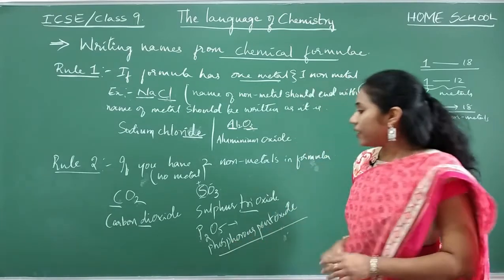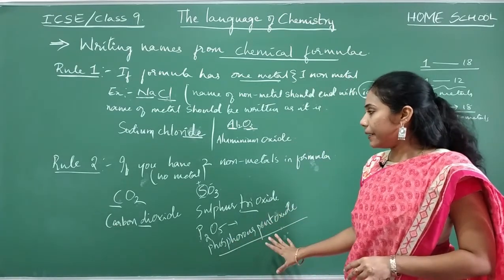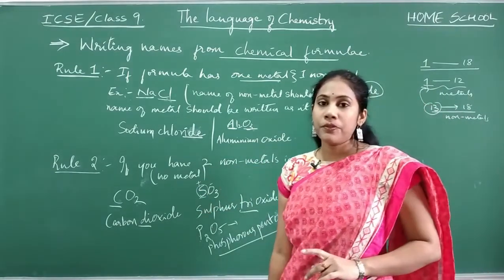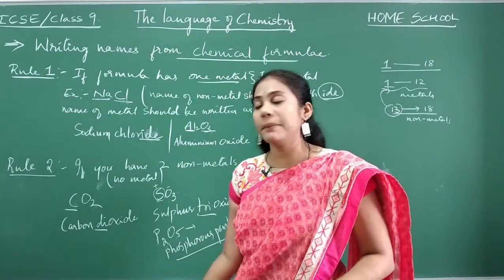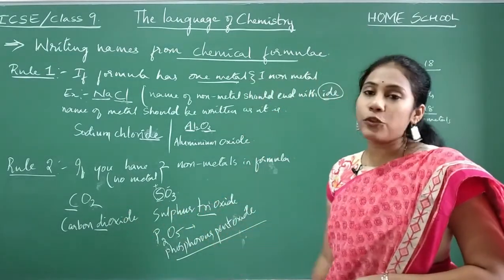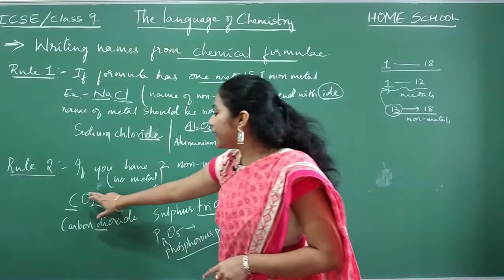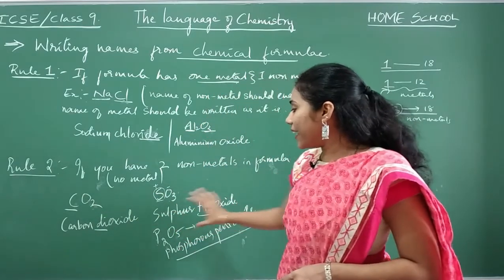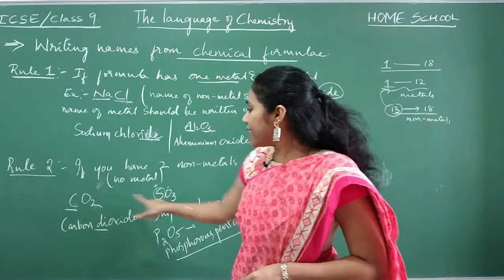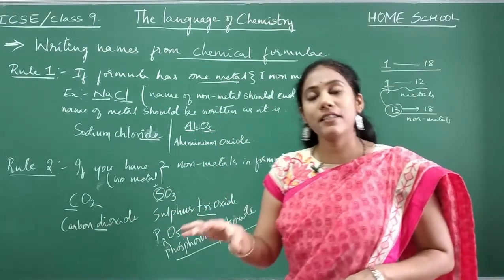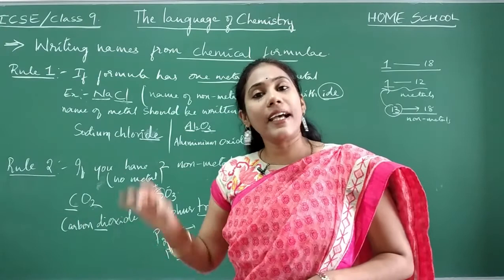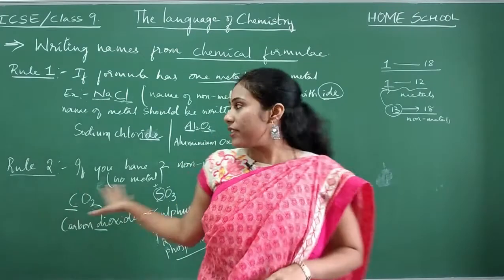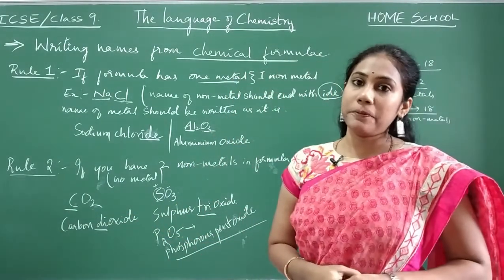Pentoxide. Okay, so this is how you have to write the names if you have two non-metals in a single formula. When you don't have a metal, you have two non-metals, then this is the rule that you have to follow. Whatever the negative part, the later part, that means the last part of the formula, should end with IDE, and also you have to indicate its number: if it is 2, di; if it is 3, tri; if it is 4, tetra; if it is 5, penta, like that. Okay, so this is the second point that you have to remember.